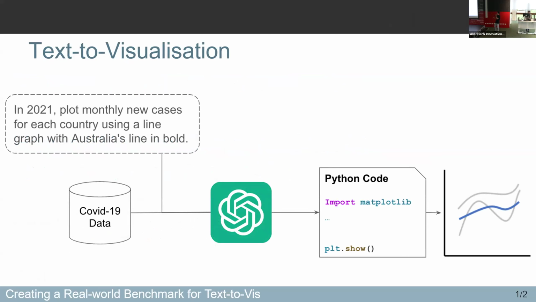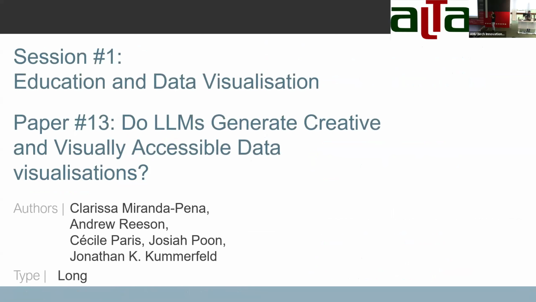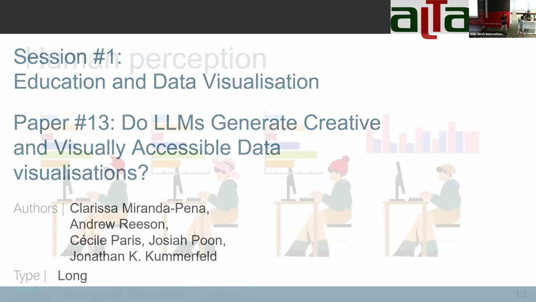Our motivation is to create a new benchmark for this task, because in previous research, we found that the benchmarks for this task are not aligned with real-world data sets. So we will collect the data from multiple sources like GitHub archives and data analytics websites. We also develop an annotation framework for non-expert workers to reduce the cost and to extend the data more effectively. The annotator will annotate the explanation rather than the code. This is the main idea of the annotation framework. Thank you so much.